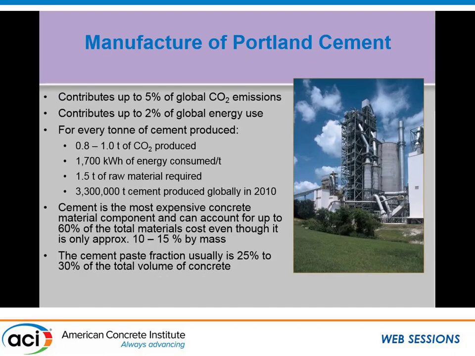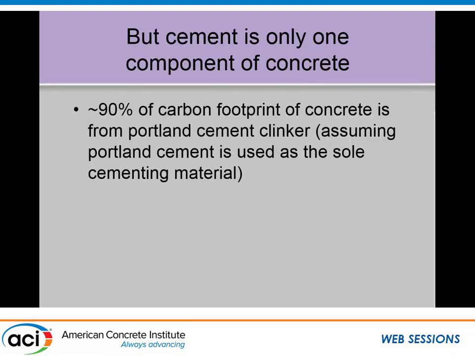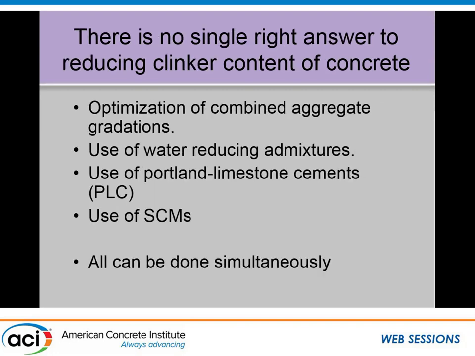And again, there are some numbers, and people would argue about these different numbers about CO2 emissions, about global energy use, and just general numbers about this. But again, cement's only one component in concrete, but it makes up about 90% of the carbon footprint of concrete, assuming that Portland cement's the sole binding material in the concrete mixture. So there's no single right answer, but we can do a whole bunch of things at the same time. And that's what I want to talk about: you can optimize aggregate gradations to get more aggregate into the concrete, reduce the cement paste fraction, which reduces your clinker content, and you can use water-reducing admixtures efficiently, in various forms, to get the water content down, again reducing the paste fraction of the concrete.